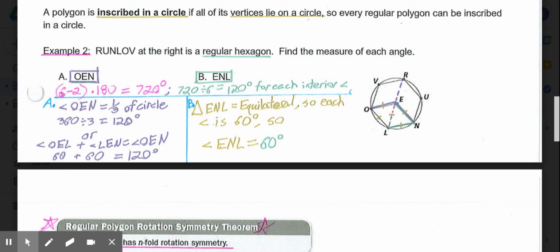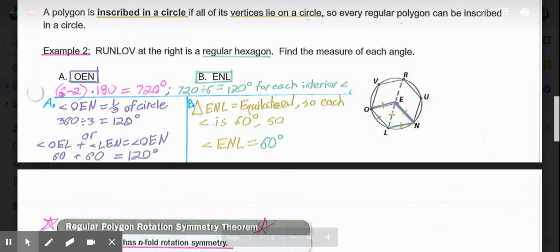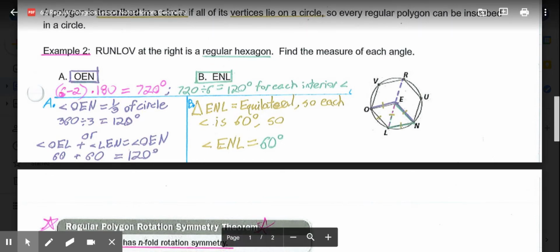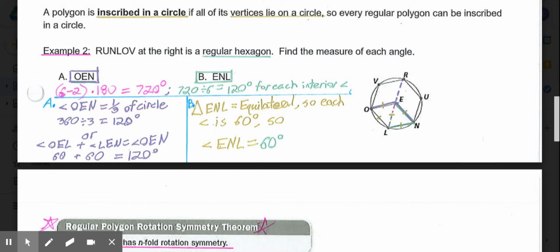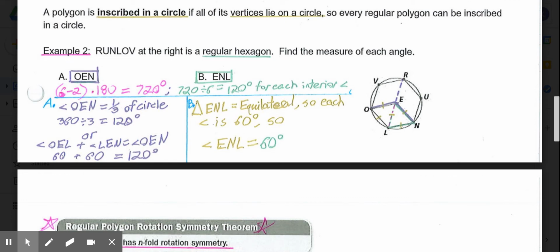So now we're going to start to break down for OEN and ENL's measures. So for OEN, what we want to look at is angle OEN would be 1/3 of our whole circle. If we think OEN is a center angle of the circle, and its measure, if I look at what it creates, that's 1/3 of my whole circle, because OER would be 1/3 and REN would be 1/3. So 360 divided by 3 is 120 degrees. So that's one way we could find the measure of OEN.